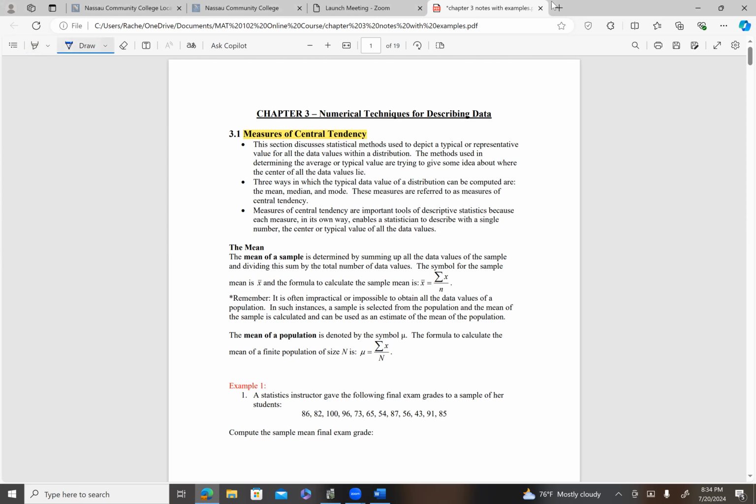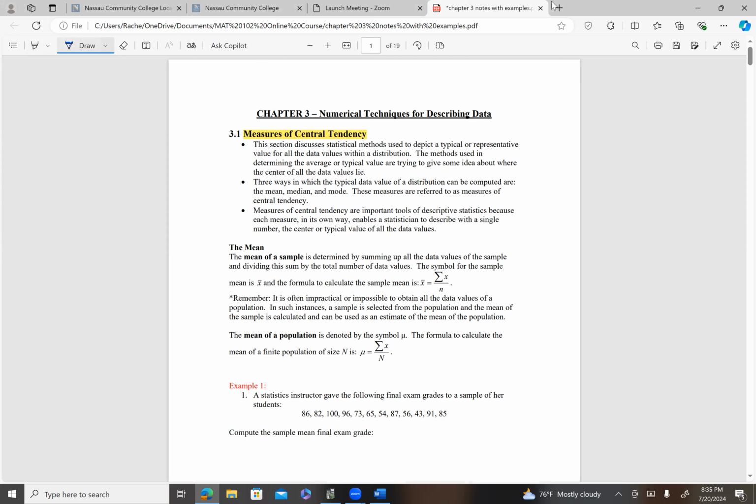Now, you're probably familiar with the three ways in which we can describe the center of a distribution: the mean, the median, and the mode. So some of you are familiar with those three M's. If not, that's fine, because I'm going to go over all of them, but just in case some of you might already be familiar. And these three measures, mean, median, and mode, are referred to as measures of central tendency.